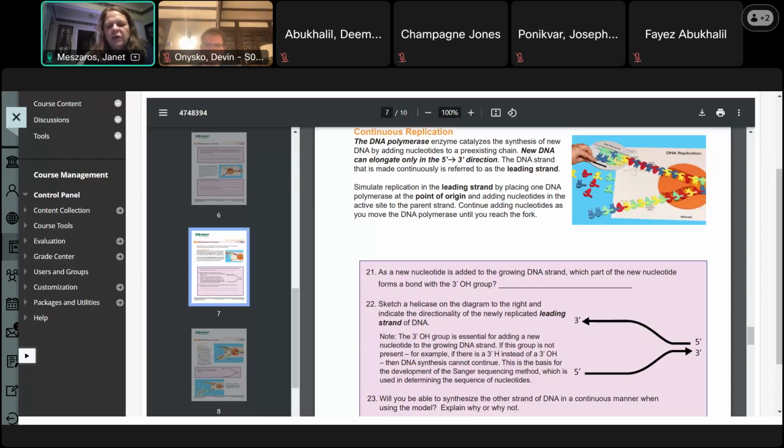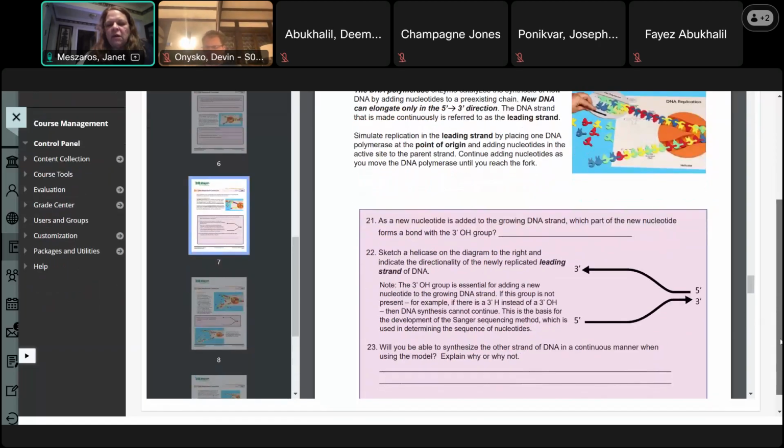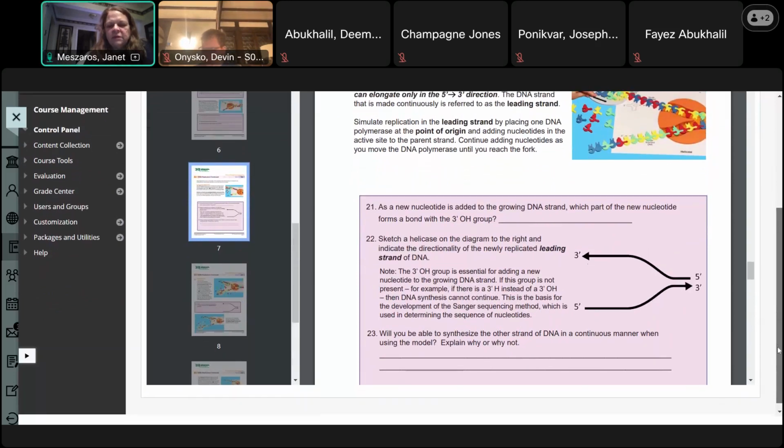Note, the 3' hydroxyl is essential for adding a new nucleotide to the growing DNA strand. If this group is not present, for example, if there is a 3' H instead of a 3' OH, then DNA synthesis cannot continue. This is the basis for the development of the Sanger sequencing method, which is used in determining the sequence of nucleotides. I'm not going to quiz you on that at all. They shouldn't even put that in. It's too confusing.